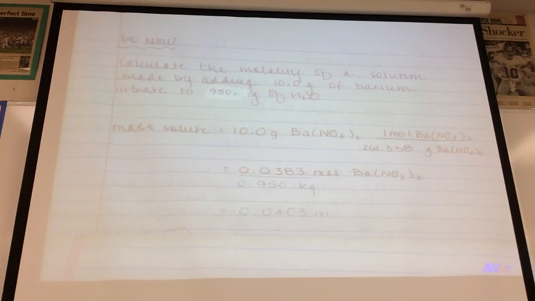So your do now problem had you calculate the molality of a solution, and most of you were successful there. Molality is just one way in which concentration can be expressed. Others include molarity and mole fraction. We'll be using molality when we talk about the colligative properties later in the chapter. We're going to go back now to molarity, and that's usually the way solution concentration is expressed.